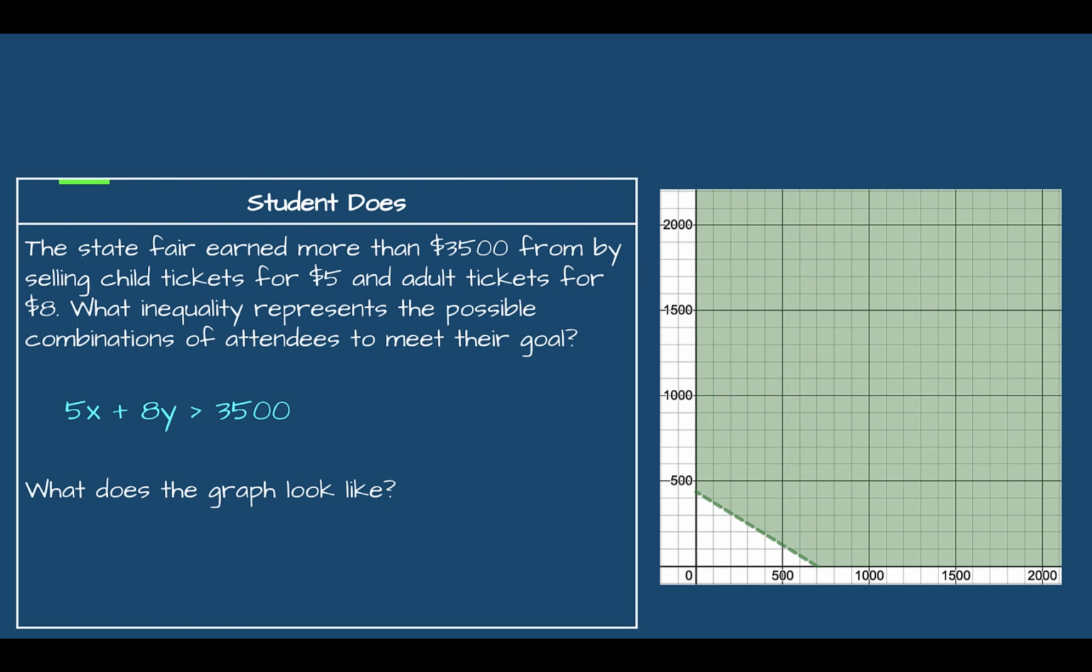If your graph doesn't look exactly like mine, notice the scaling on mine. I'm counting up by quite a bit each time. If 300 students and 200 parents showed up, did they meet their goal? If we check 300 and 200, that point would not be in the shaded area, so it would not have worked. Not enough people attended to make their goal. Again, it would have had to have been in the shaded area for the inequality to be true.